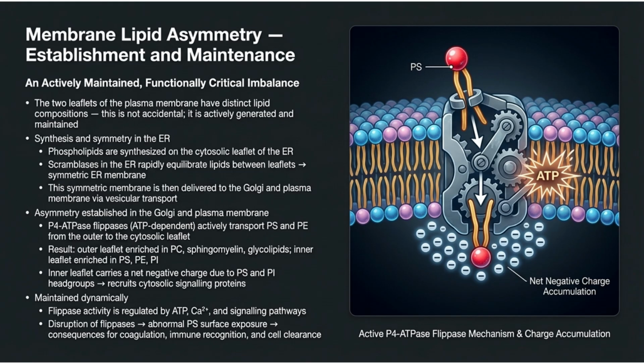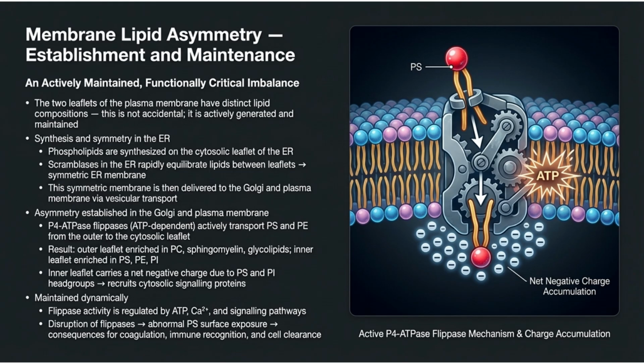A family of enzymes called P4-type adenosine triphosphatases, also known simply as flippases, use the energy of adenosine triphosphate hydrolysis to actively transport phosphatidylserine and phosphatidylethanolamine from the outer leaflet to the cytosolic leaflet. They work against the concentration gradient, maintaining a situation where the inner leaflet is enriched in these two lipids while the outer leaflet is enriched in phosphatidylcholine, sphingomyelin, and glycolipids.